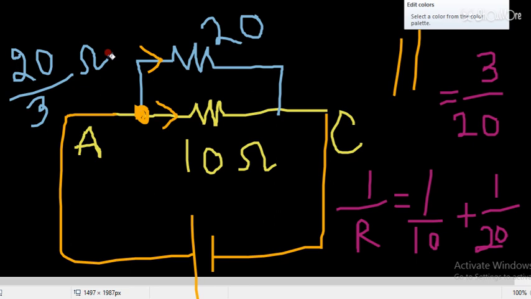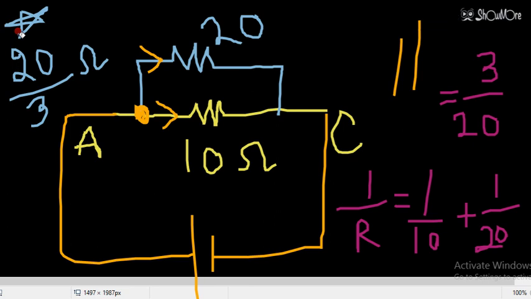So I am marking it as a star question. You can note it down. Many times this type of question is asked in the examination.